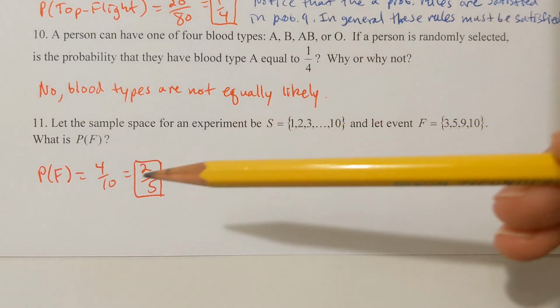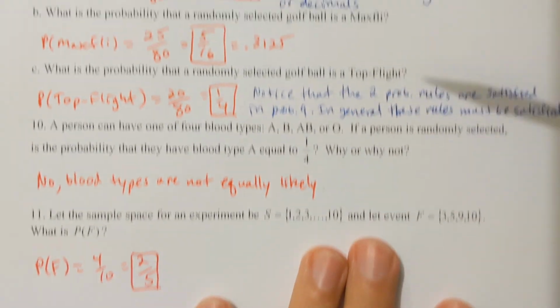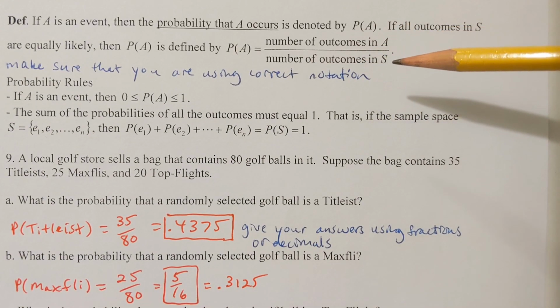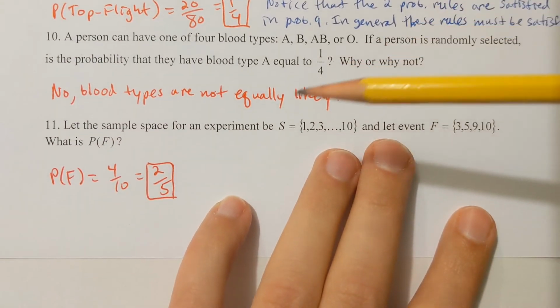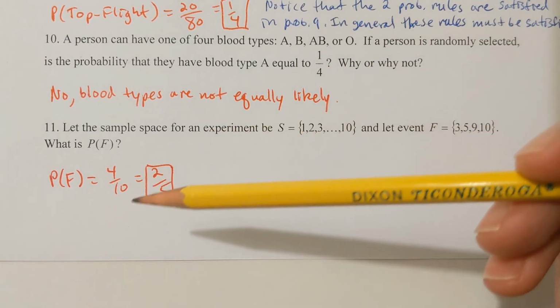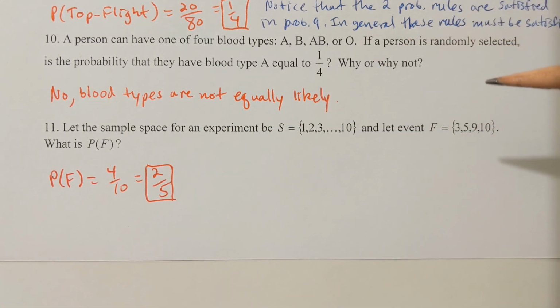And how I define probability is I need the number of outcomes in the event divided by the number of outcomes in the sample space. So I've got 4 things in F divided by 10 things in S. 4 over 10, reduce that. So 2/5 would be the answer for the probability of F. Okay, and we'll go ahead and stop right there in the notes.